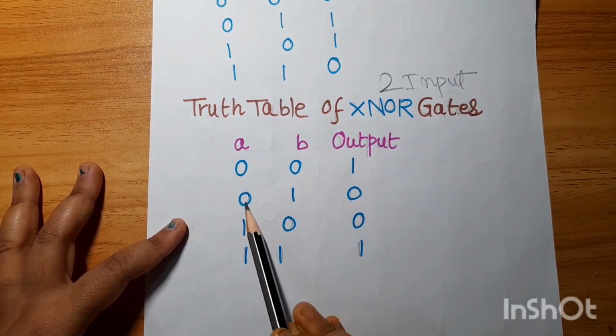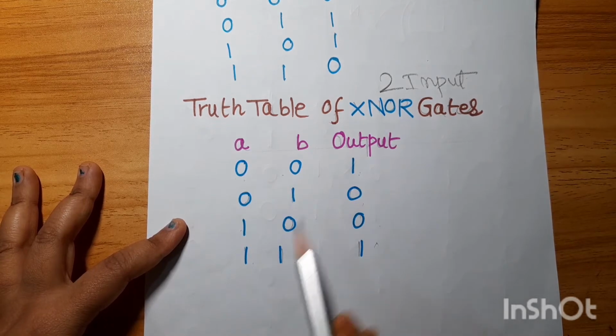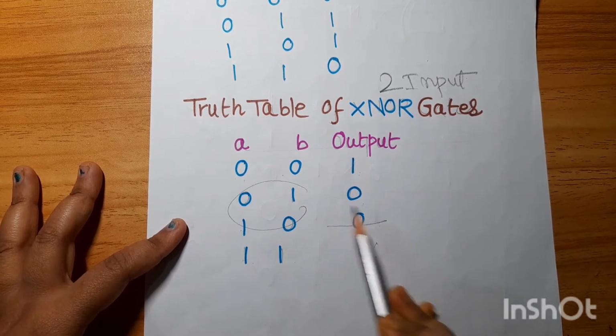0, 0, 1, 0, 1, 0, 1, 0, 0, 1, 1, 1. So, 0, 0, 1, 1, 1, 1. For these two cases, it is 0.